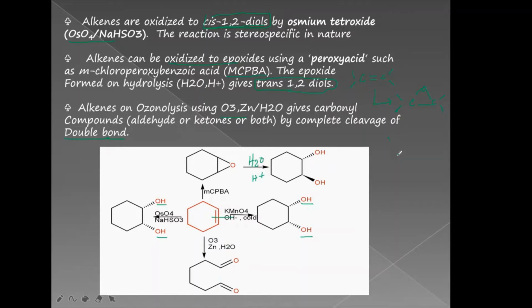So C double bond C, wherever it is in the compound, you break it and add oxygens on either side. So C double bond C will be converted into C double bond O and O double bond C. The double bond is completely broken and we are adding oxygen on either side.